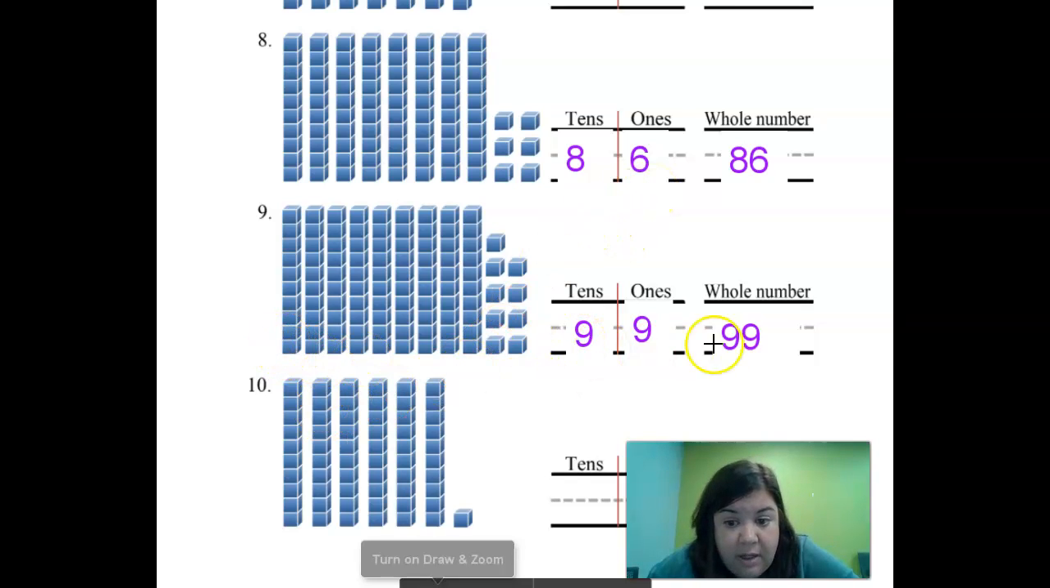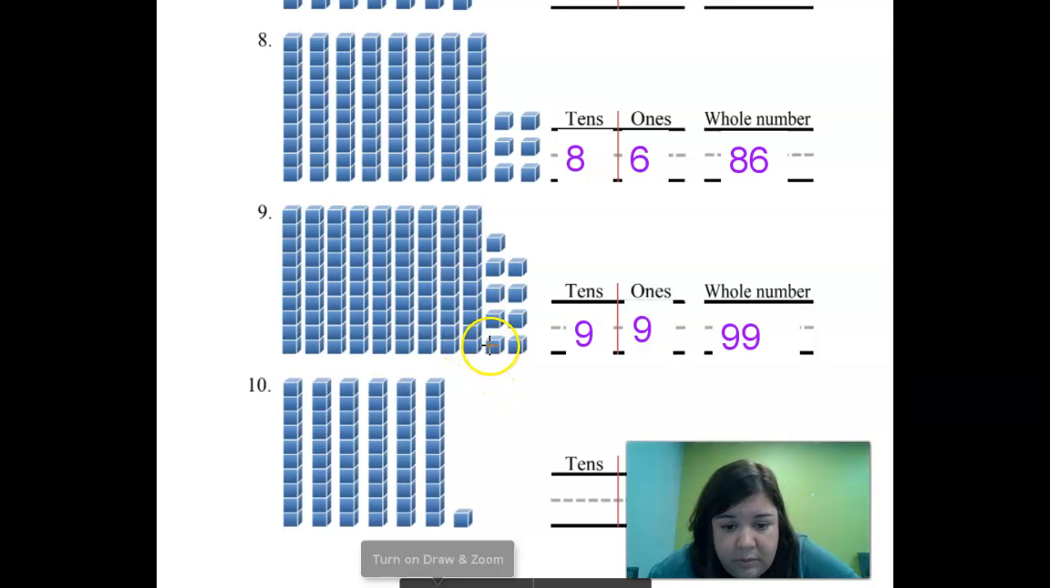Let's look at this one. I have a big number. We have 9 tens and 9 ones, which makes a whole number of 99. Let's count this, double check it to make sure we're correct. Count with me, 1, 2, 3, 4, 5, 6, 7, 8, 9.